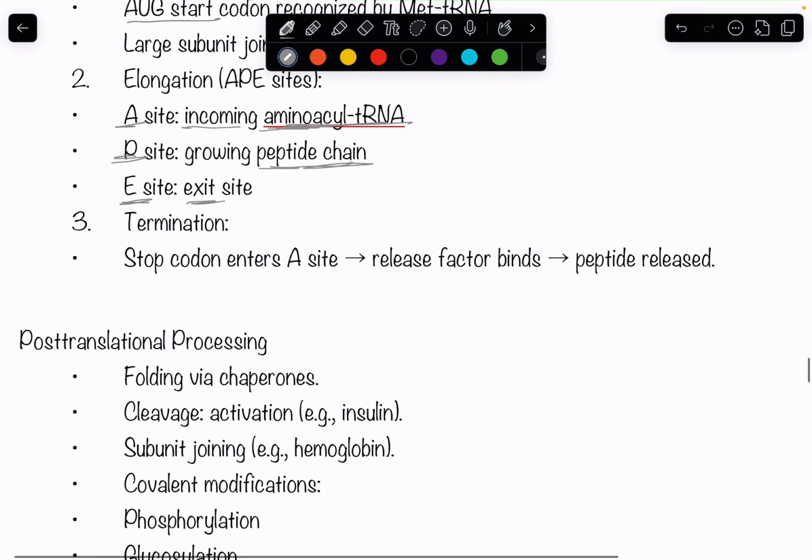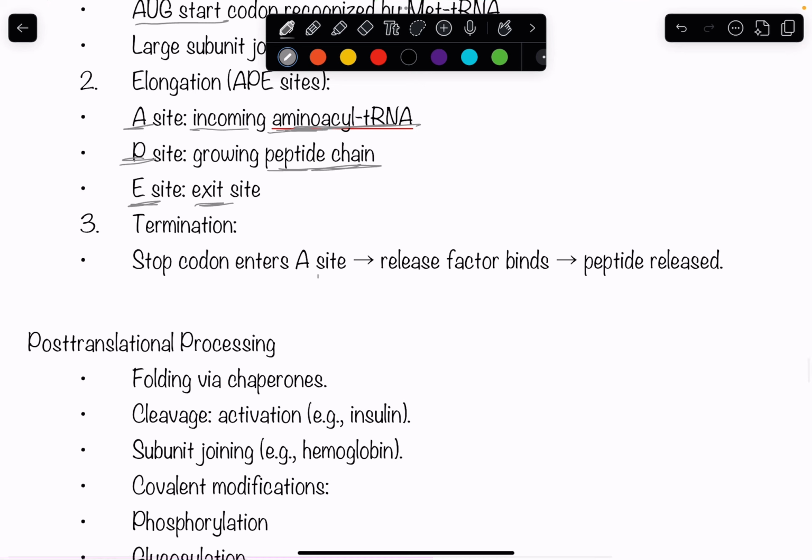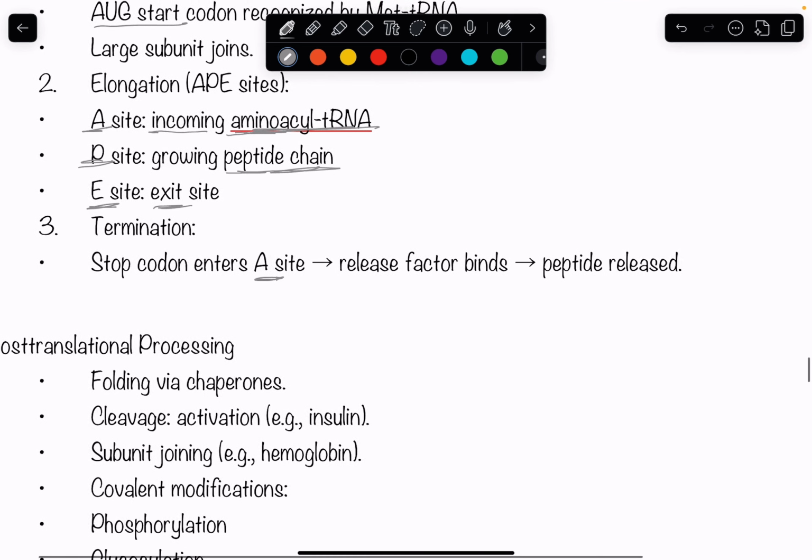So termination is when a stop codon enters the attachment site. Whenever that happens, the peptide is then released.